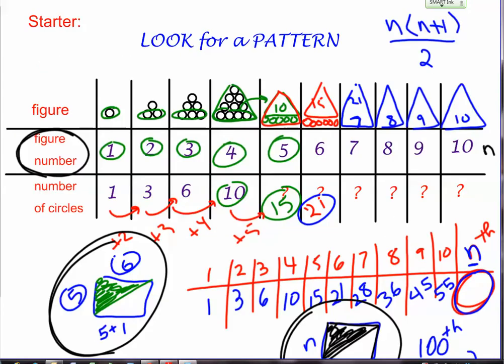So we started with using the chips, the circles, and this is what we found when we looked for a pattern. So first of all, I had you just investigate where you saw the figure number in the figure itself, and right away you guys noticed that there were 4 chips in the bottom row of the 4th figure, and 3 chips in the bottom row of the 3rd, and 2 chips in the bottom row of the 2nd, etc.